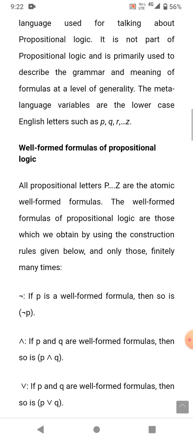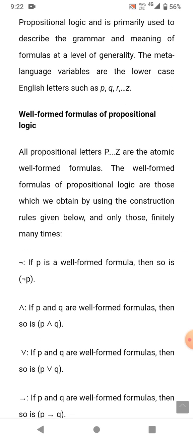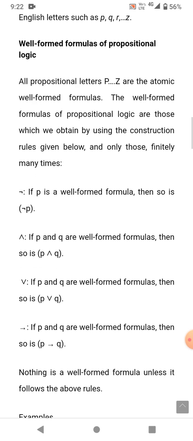Well-formed formulas of propositional logic. All propositional letters from P to Z are the atomic well-formed formulas. The well-formed formulas of propositional logic are those which we obtain by using the construction rules given below. Here are examples of well-formed formulas, such as negation P, P conjunction Q, P disjunction Q, and P implication Q. These are well-formed formulas of propositional logic.